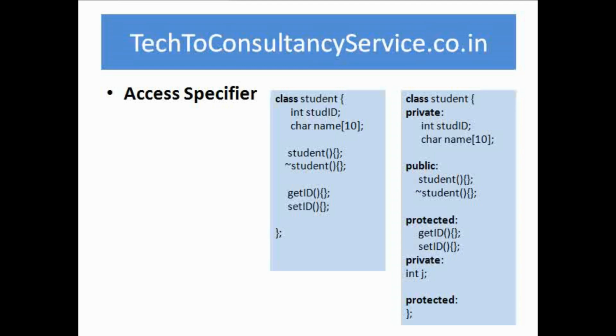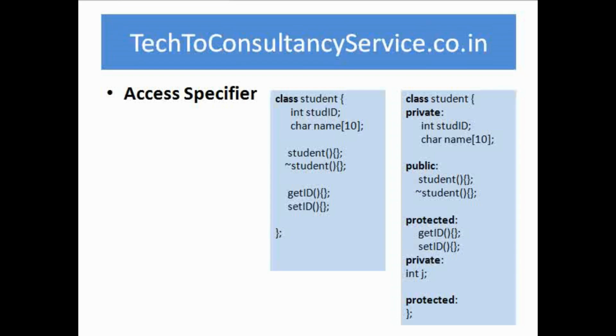Private members of a class are accessible only from within other members of the same class or from their friends. Now, what are friends? That we will learn later. For now, we just concentrate on what access specifiers are. Next are protected members. Protected members are accessible from the members of the same class and from their friends, and also from the members of derived classes.